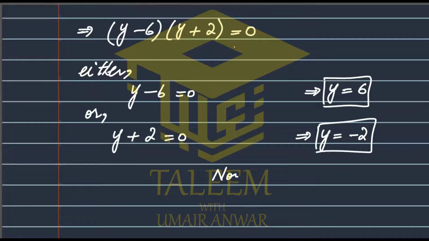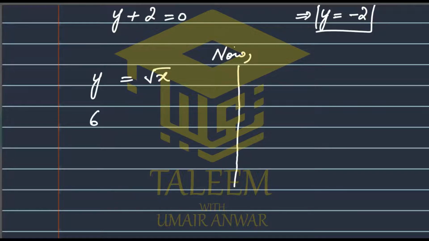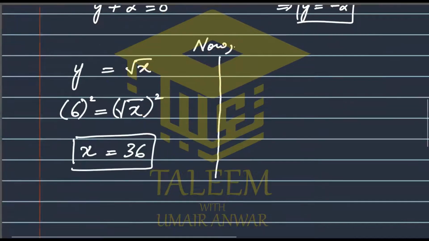Now, finally, we are going to return these values to that original form where we assumed square root of x equal to y. So the value of y is 6 and square root of x is 6. So we can square both sides. And when we square both sides, we get x equal to 36. So this is the answer.